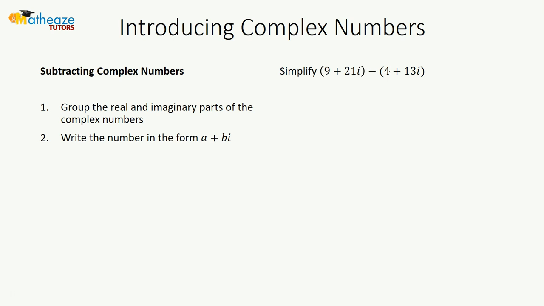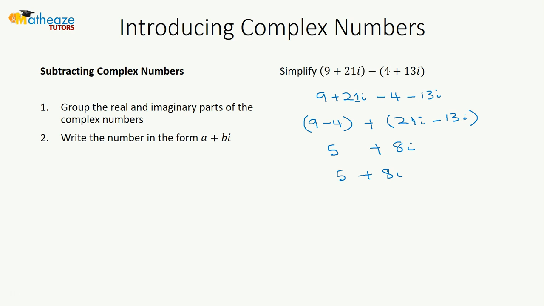Finally, let's look at this example. So we're going to get rid of the parentheses. We have 9 plus 21i minus 4 minus 13i. So let's group common terms together. 9 minus 4 plus 21i minus 13i. So we have 9 minus 4 is 5 plus 21i minus 13i. That's going to give us 8i. So we have 5 plus 8i as the final answer, and we can see this is written in a plus bi form.